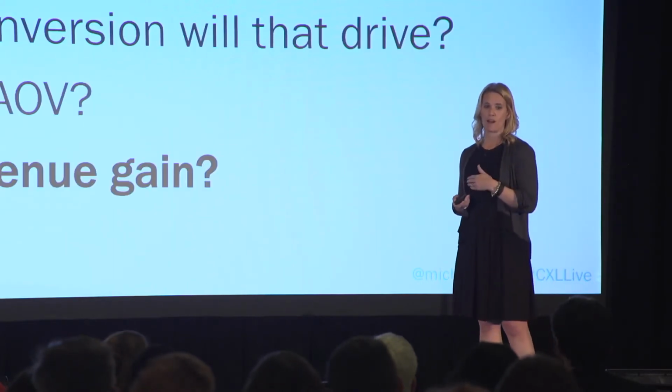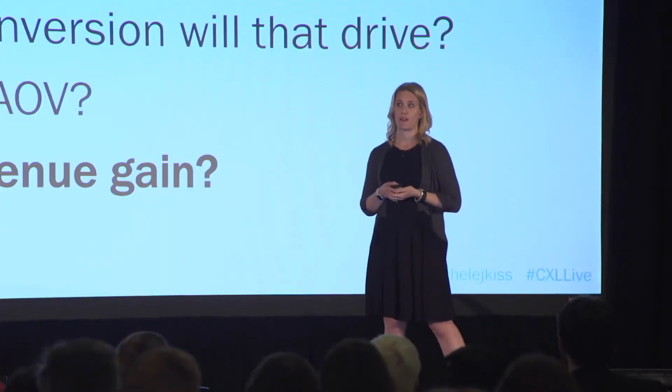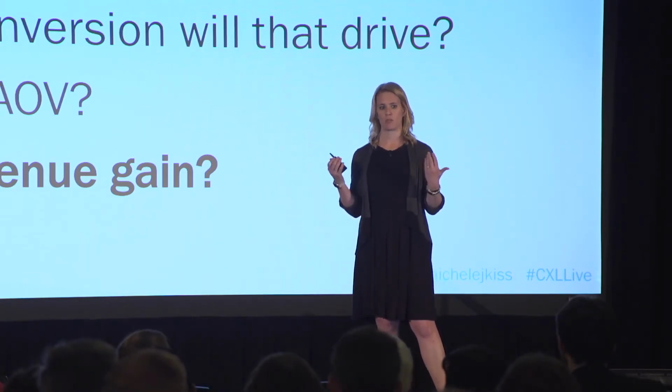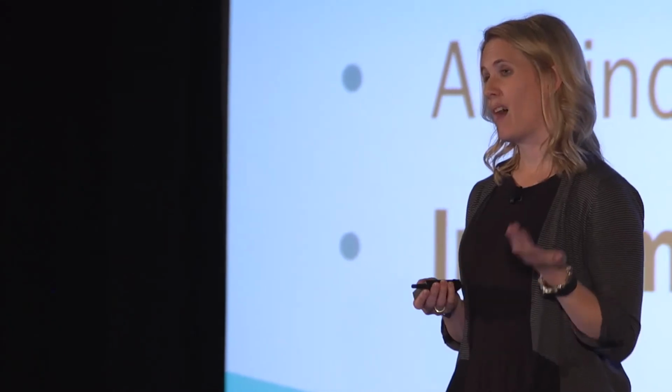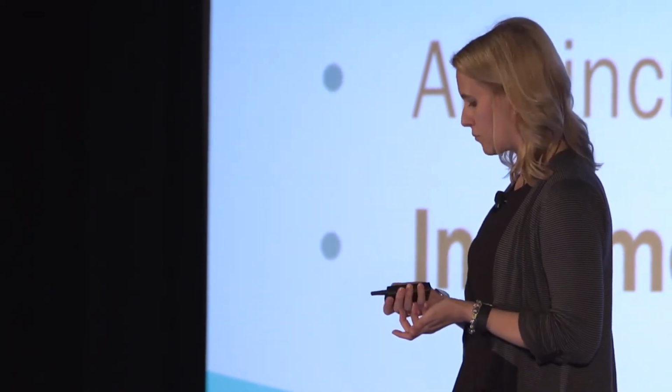And then on top of that, we can add our assumptions. So we can say, we know that some people view images. What percentage of image viewers, or what percentage of product page viewers, will view our videos? Let's say we think 5% are going to do that. What percentage lift in conversion do we think that's going to drive? And we can have several assumptions. We can say maybe 1%, maybe 10%. Do we think that because people viewed videos they will have a higher average order value? So we can layer all of those assumptions in to try and calculate some kind of revenue gain.